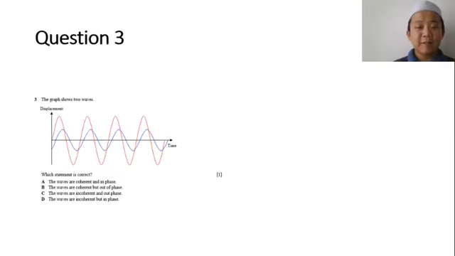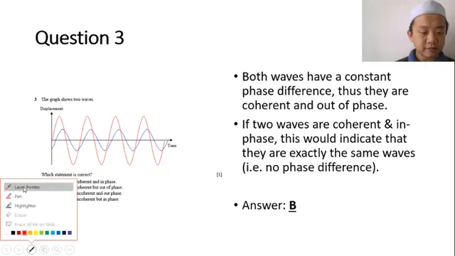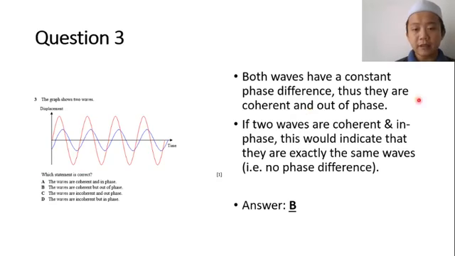Alright. Question number 3. The graph shows two waves. Which statement is correct? Both waves have a constant phase difference. Yes, because if you observe, it uses phase difference, not path difference. This tests your definition of coherence. The definition of coherent is two waves that have a constant phase difference, and they are out of phase, not in phase.